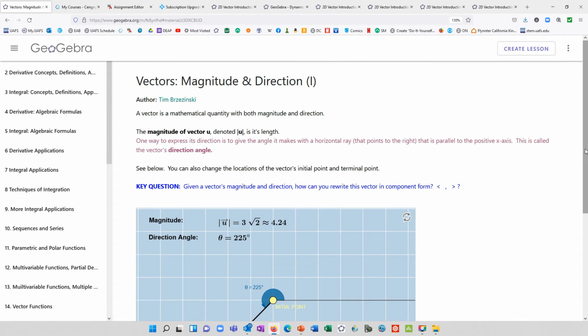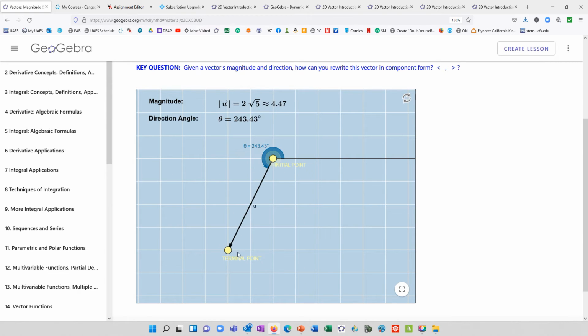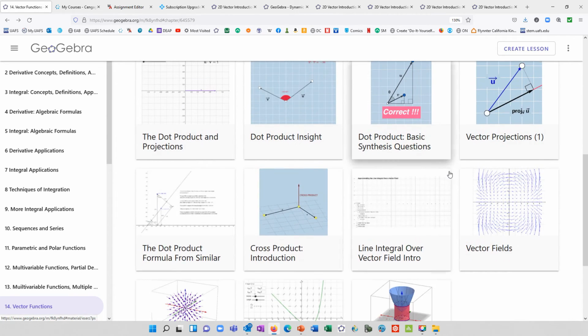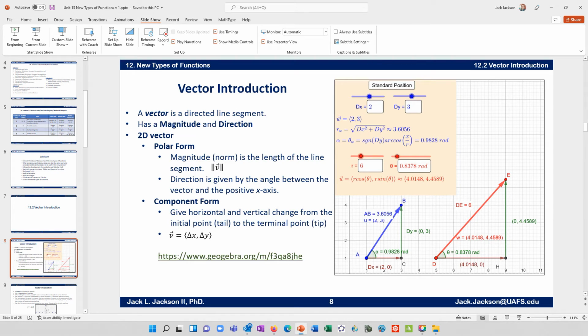This one shows you the same sort of thing for magnitude and direction. Here we just move the initial and terminal points around, and that changes the length of the vector, which is given there exactly and approximately, and the direction angle, given in degrees in this case. We'll talk about vector addition a little bit later on. So anyway, this goes around talking about some different parts of that. Okay, moving back to our PowerPoint.